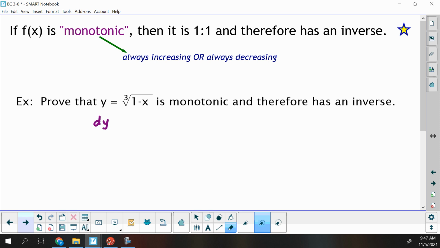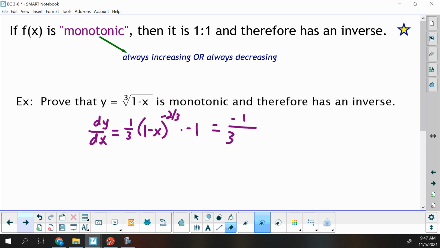So to tell if something's increasing or decreasing, we would want to look at the derivative. So this would be 1/3 times 1 minus x to the -2/3. And by chain rule, we'd have to multiply by -1. And if we neaten that up, that's really -1 over 3 times the cube root of (1 minus x) squared. Well, our critical values, that is never 0, but it will not exist at x equals 1. So on our number line, we'd have to put 1. We'd have our dy dx, and we would have x.